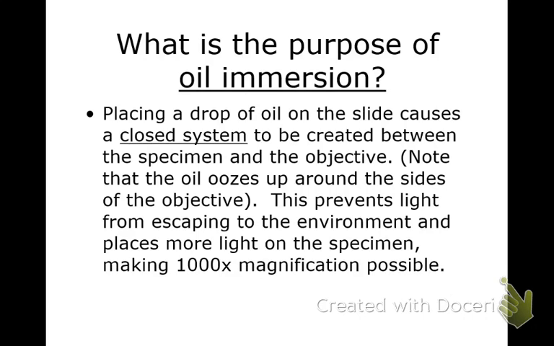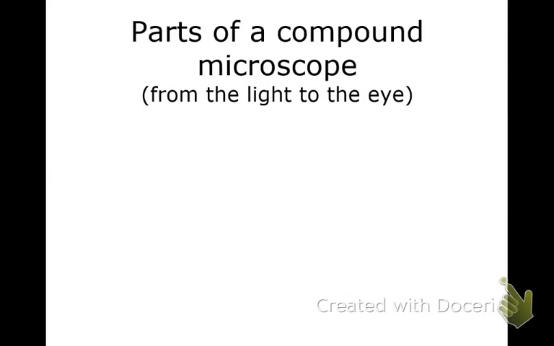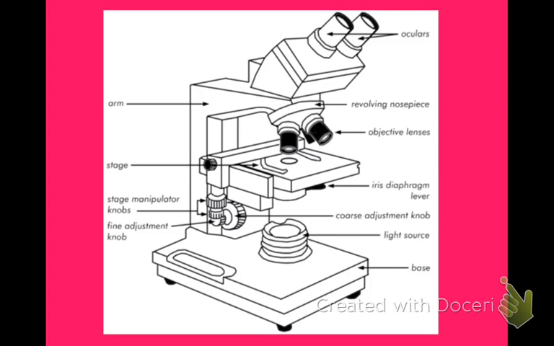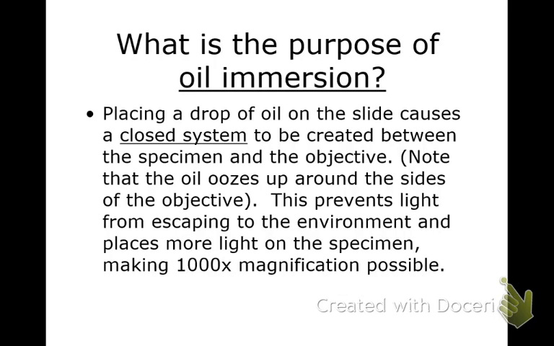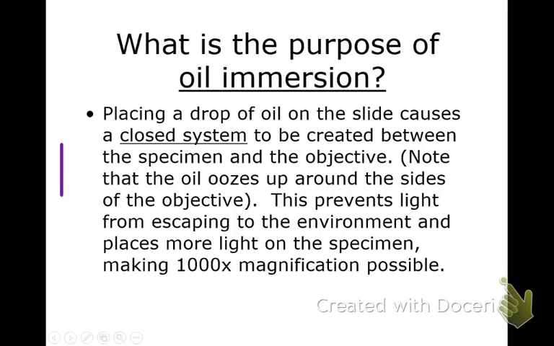Okay, the oil immersion, you put a drop of oil on your slide with that objective, and the oil oozes. I think I have a picture. The oil oozes up around. Nope. Okay, so here's your objective lens, and here's your slide. The oil, which will be yellow, oozes up around the objective lens, and it creates a closed system so that the light can come straight through.